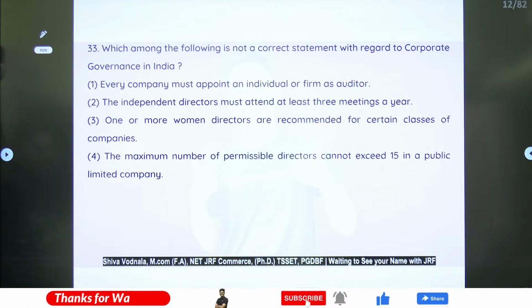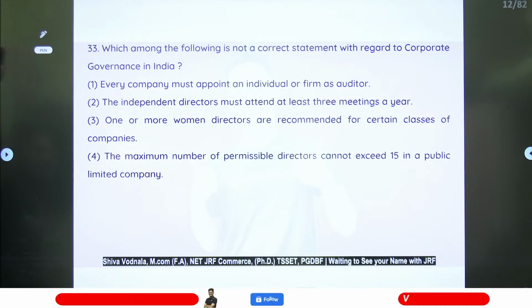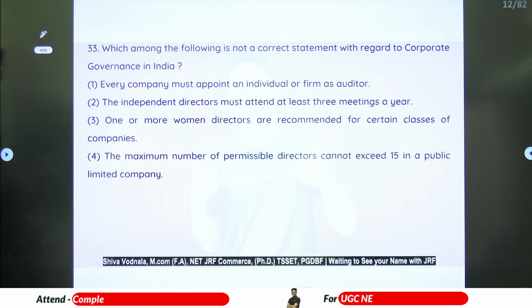Which among the following is correct with respect to corporate governance? Every company must appoint an individual or a firm as an auditor. The independent directors must attend at least 3 meetings in a year. One or more women directors are recommended for certain class of companies. The maximum number of permissible directors cannot exceed 15 in a public limited company.